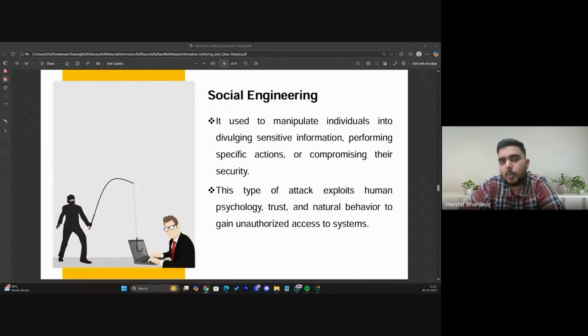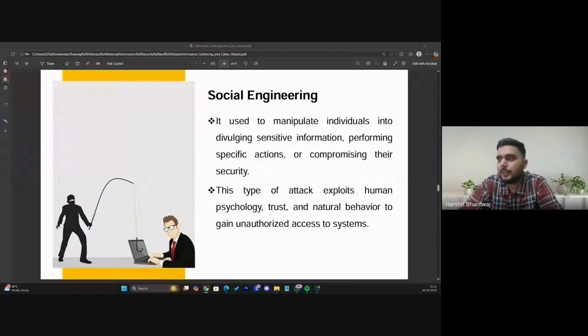So at the end of it, in social engineering, the attacker will try to get as much information as he can by exploiting human psychology and trust. We are human beings. We are wired in such a way that we trust other human beings. So yeah, this is what attackers try to exploit.